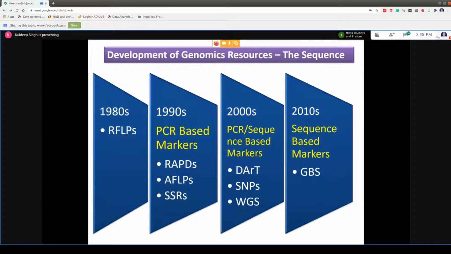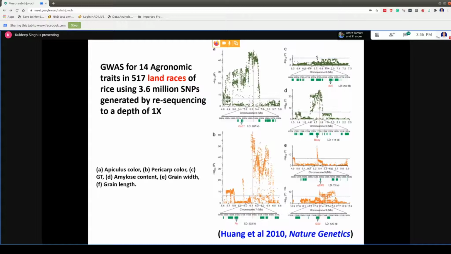This slide, as you know, I put here because of the developments in genomics, the use of precise genetic resources has actually increased. I will just give one example. There is a paper published in 2010, where with simple sequencing, around 1x sequencing of 570 landraces, they were able to map 3.6 million SNPs. And analyzing this data, they could map most of those genes which were already mapped.